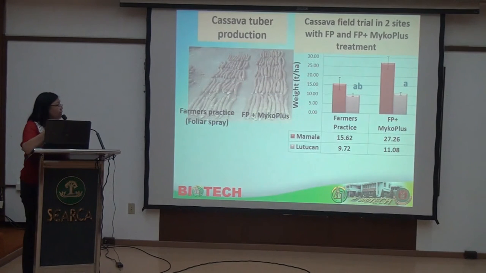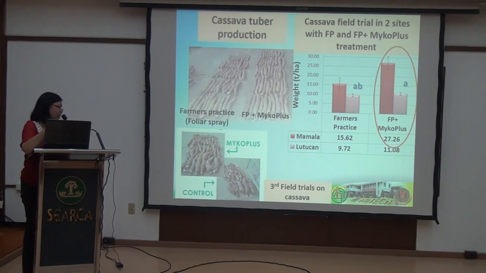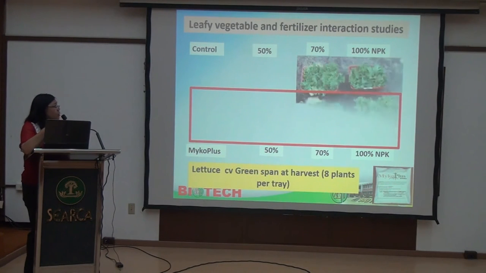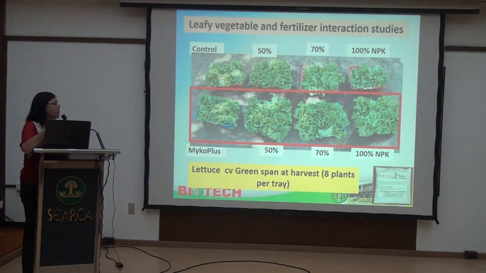And then on cassava, we did it in two barangays in Sariaya, Laguna, in Barangay Mamala and Barangay Lutukan. In both cases, mas maganda ang may addition ng mycoplasts doon sa practice ng farmer. And the third time, we did it sa lab again. We also tried several chemical levels. And it was proving that itong level na to, the 50% and 70% was okay already.